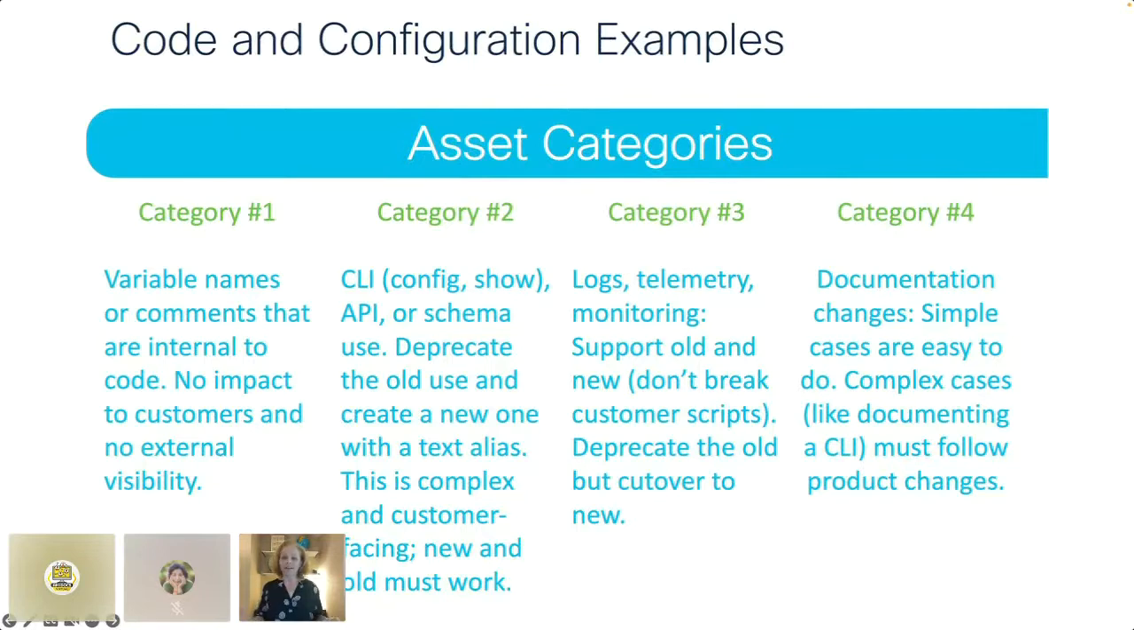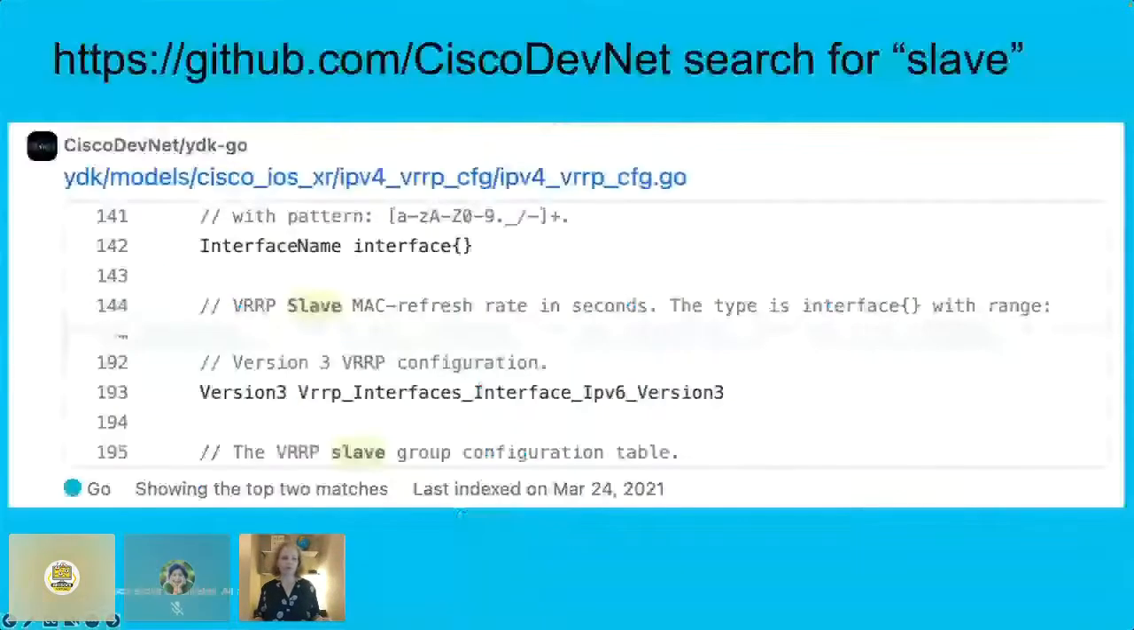Inventory and audit, anyone who's worked in content a long time knows that can be complicated. And so I started doing it just in our GitHub repos, right? This is the kind of thing that I found in a search for slave. And at first glance, I'm going to try to categorize this. This is category one, probably.